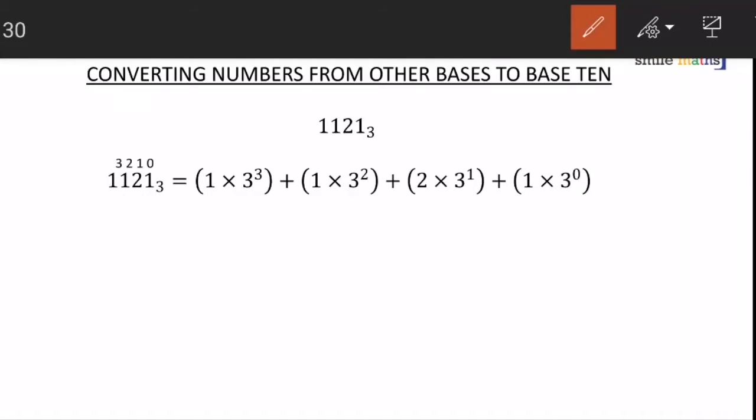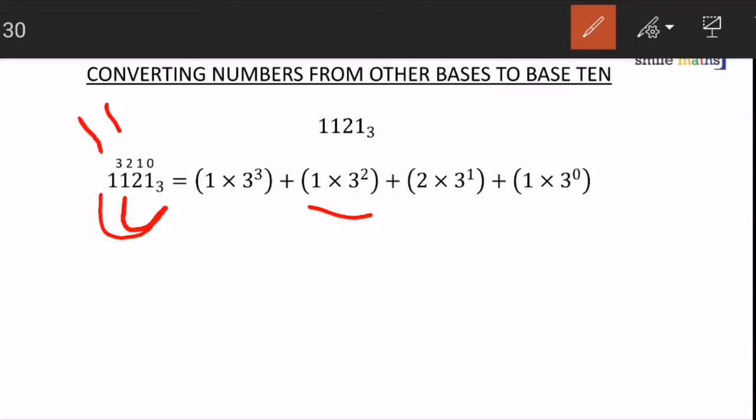I'm going to multiply 1 by the base, and the base is going to be raised to the power of the labeling of that specific number. So the first one is multiplying the base 3, then it means that 3 is going to be to the power 3. Then we go to the next one, multiplying 3, and the 3 is going to be to the power of the next number, which is 2. So the next one is going to be 1 times 3 to the power 2.